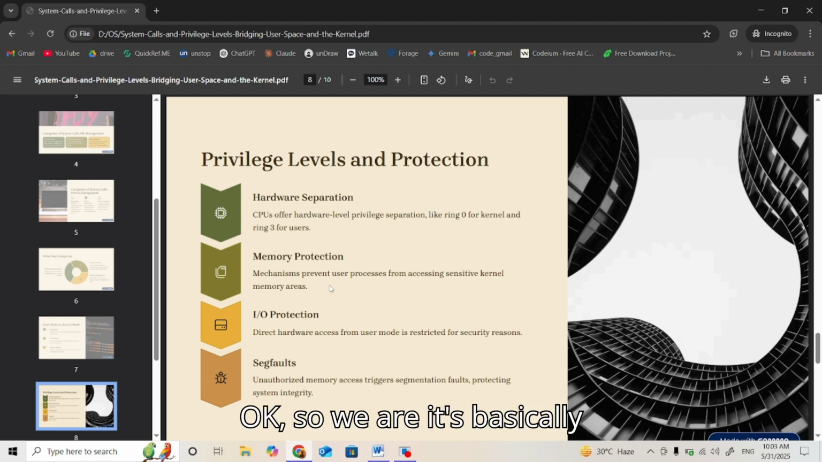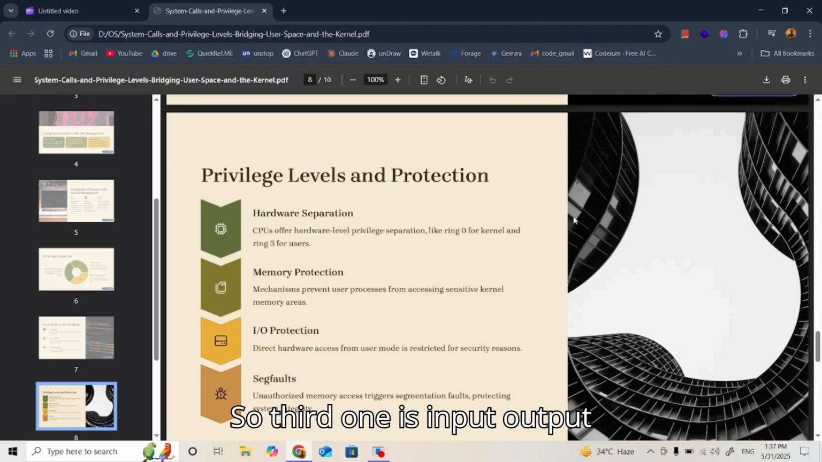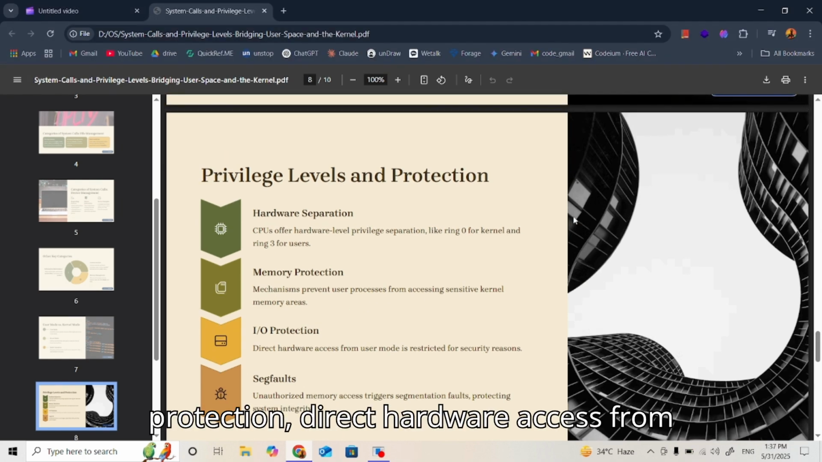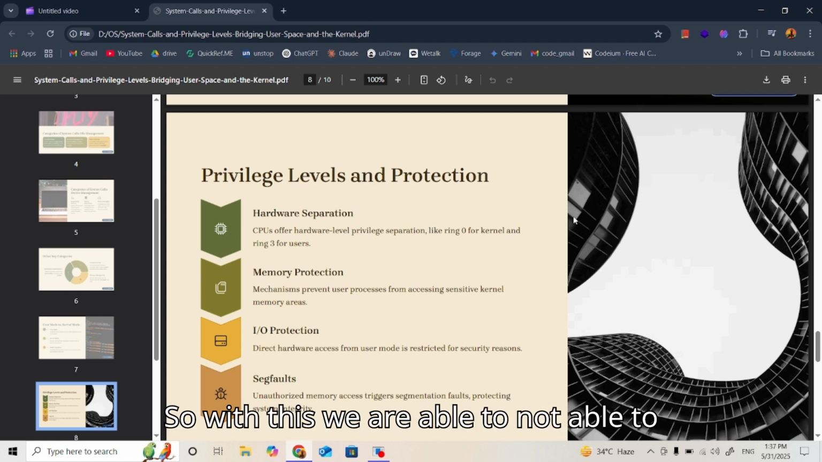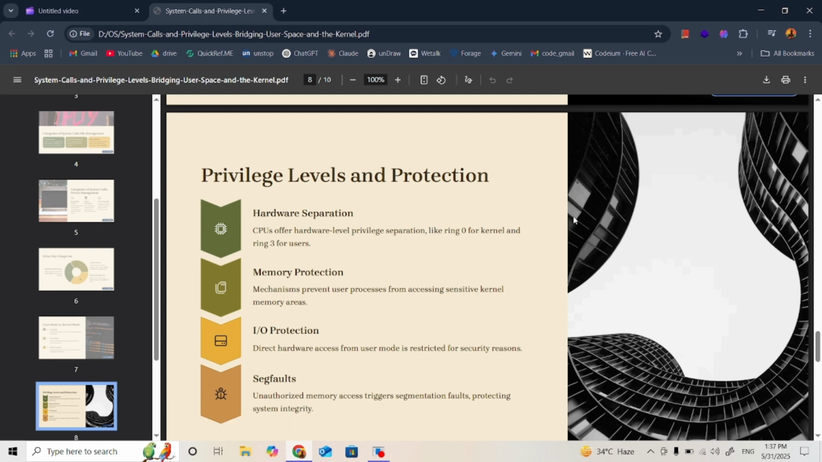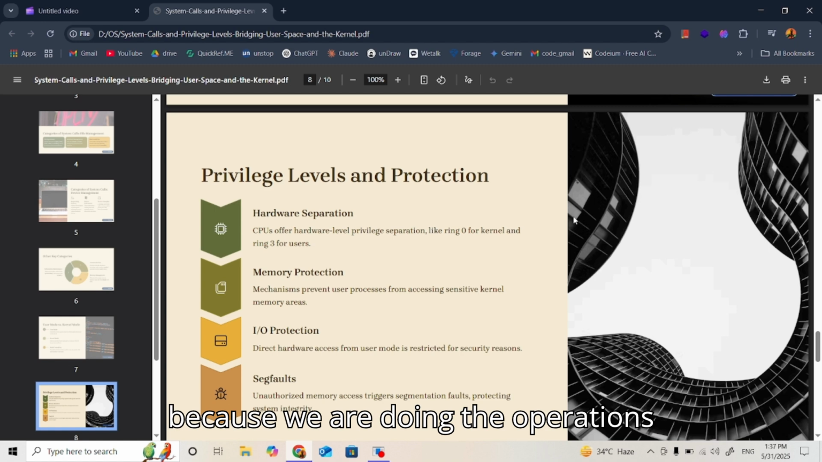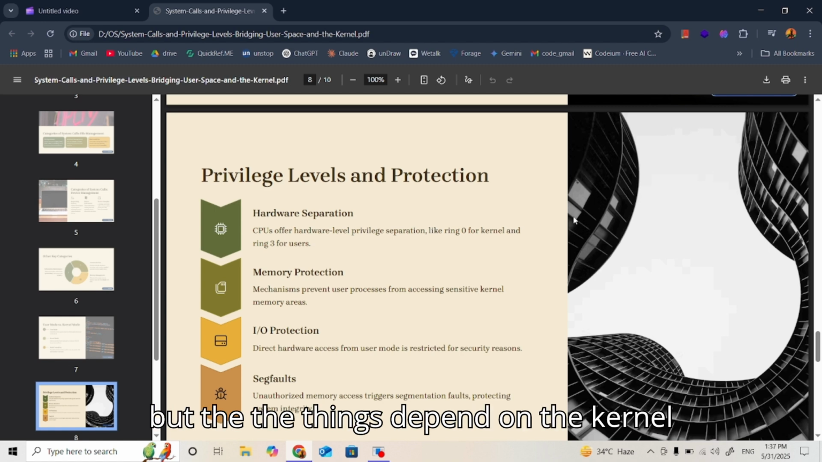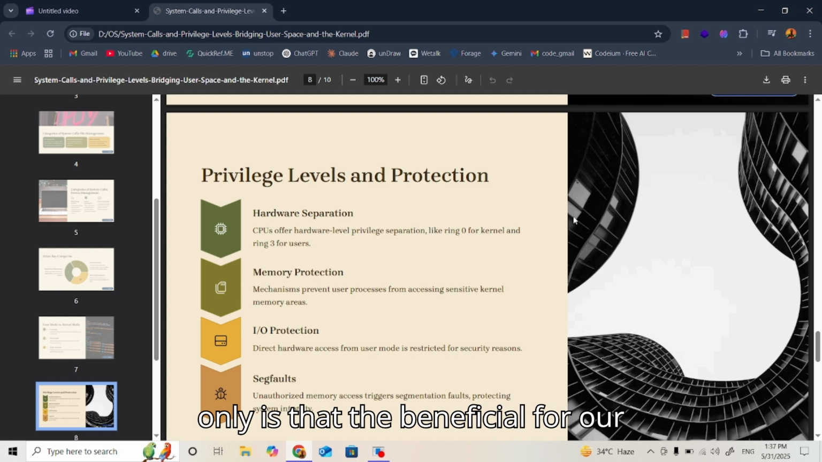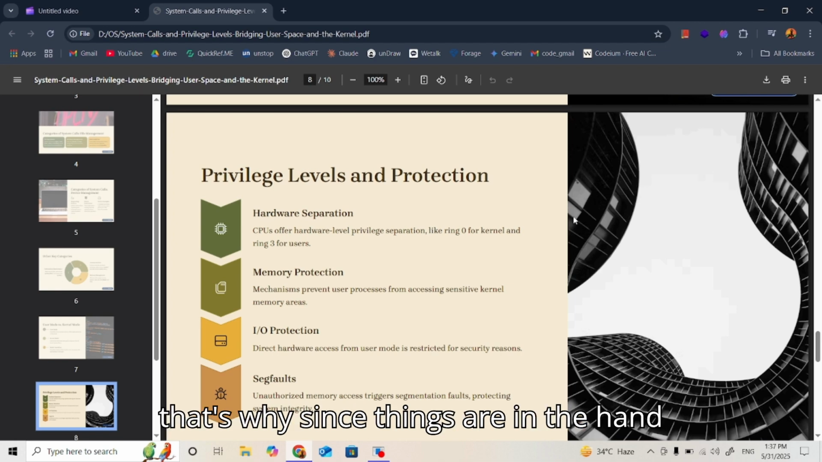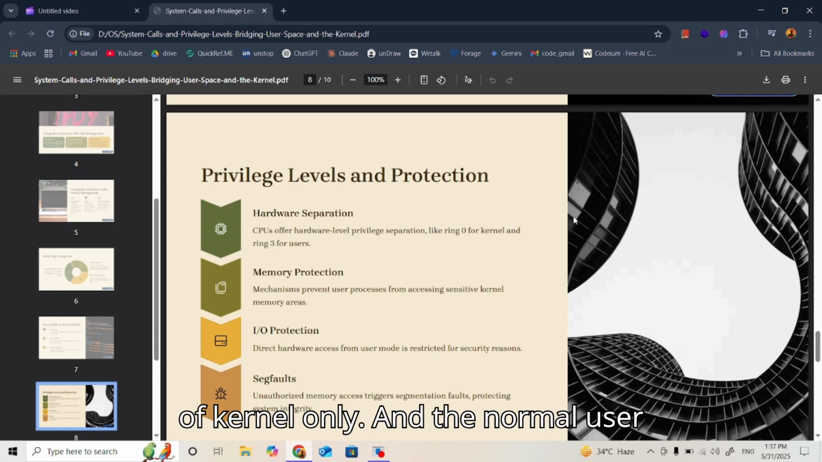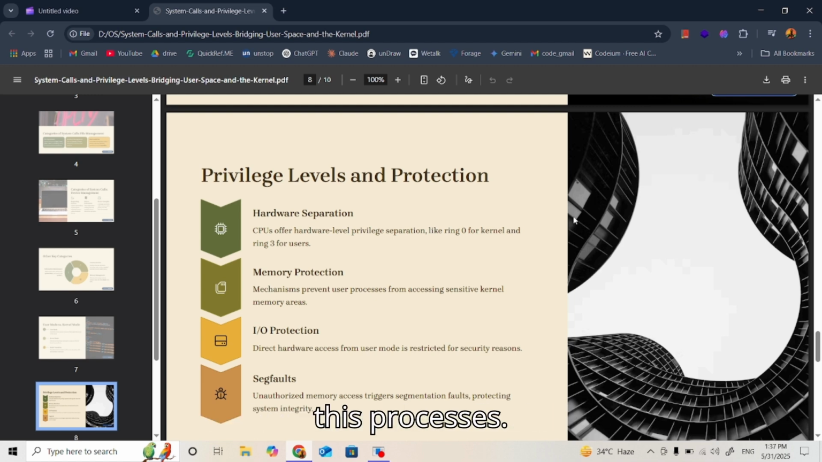Okay, so the third one is input/output protection. Direct hardware access from the user mode is restricted for security reasons. So with this we are not able to interact with the hardware directly, because we are doing the operations, but things depend on the kernel only. Is that beneficial for our system, or does it need some improvement? That's why things are in the hands of the kernel only, and normal user mode is restricted from these processes.